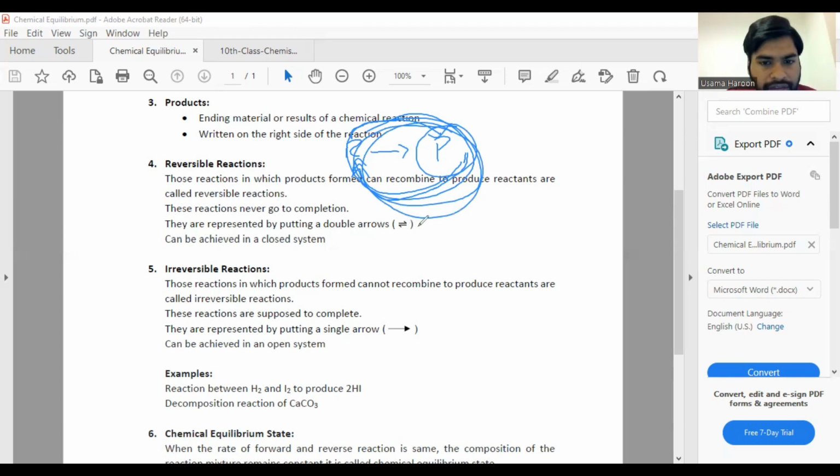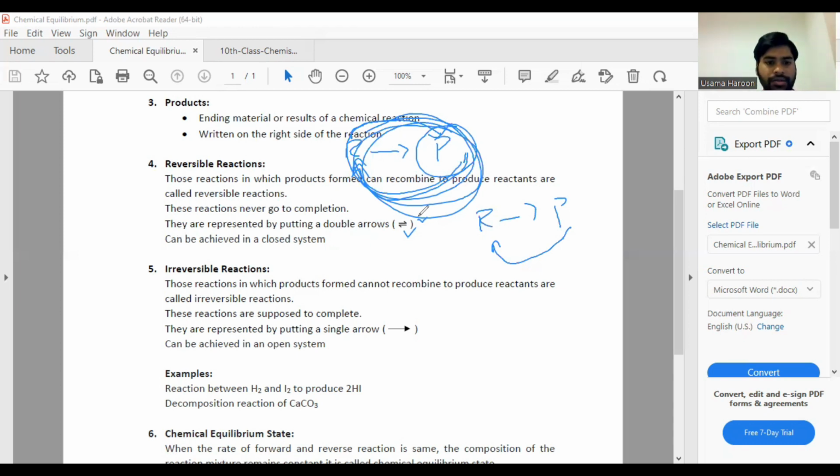They are represented by a double-headed arrow. Why? Because the reactants are converted into products, this is the first arrow, and products are being converted into the reactants, so this is the second arrow. That is why they are represented by putting a double-headed arrow.